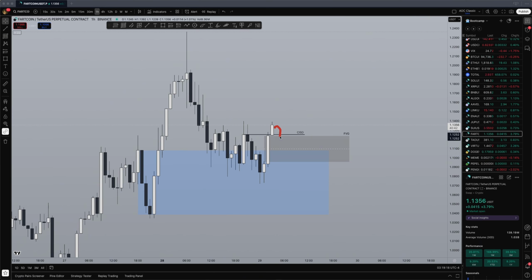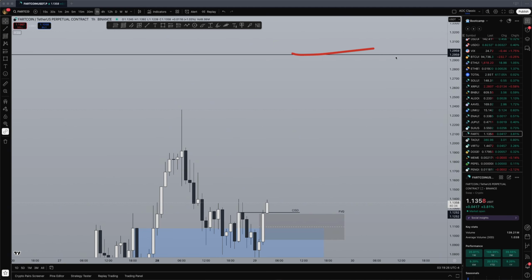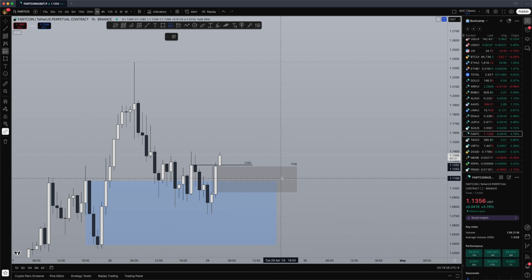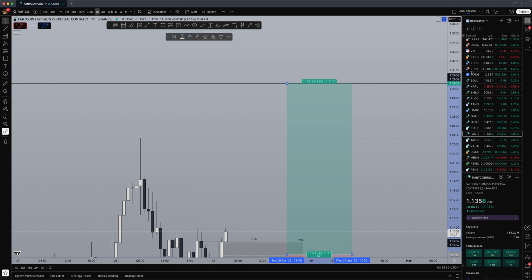And essentially the setup is going to be, if you get a close above, then you retrace into the fair value gap, probably your entry here, stop here, and your target's going to be at least at that high, but most likely at 1.3. We set the target at the high there.